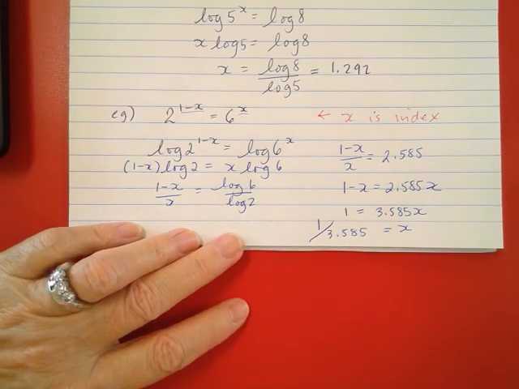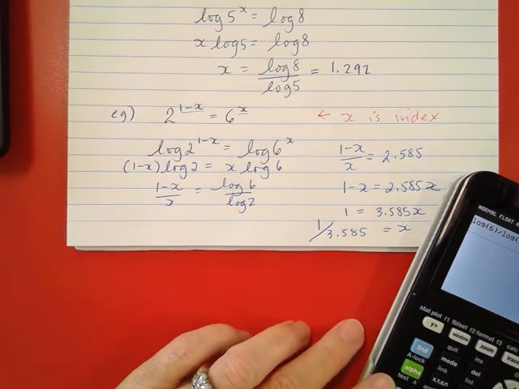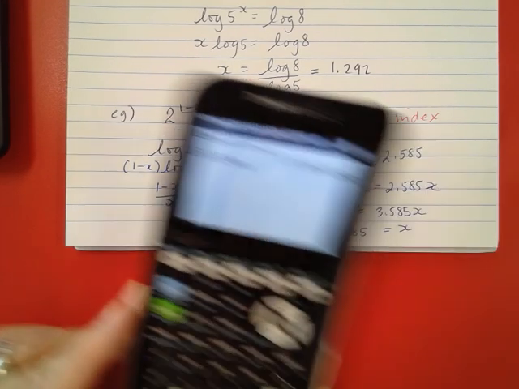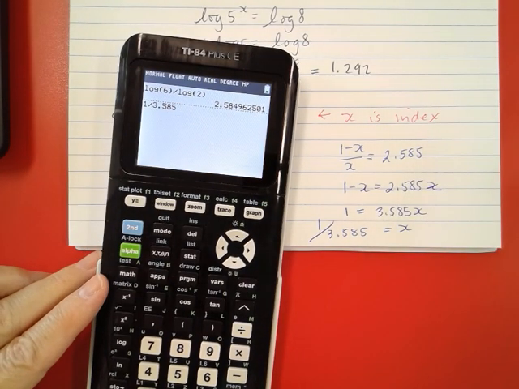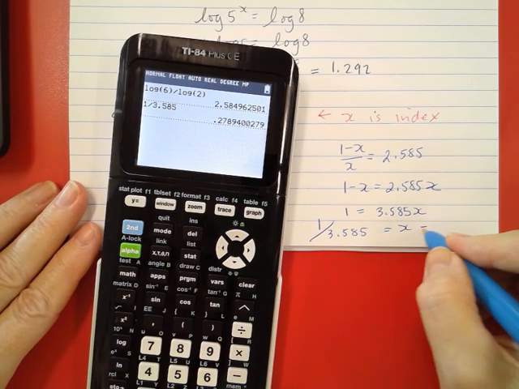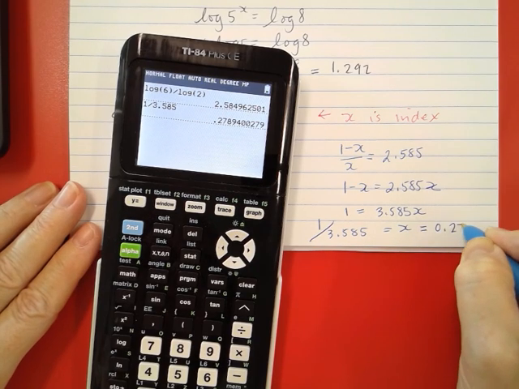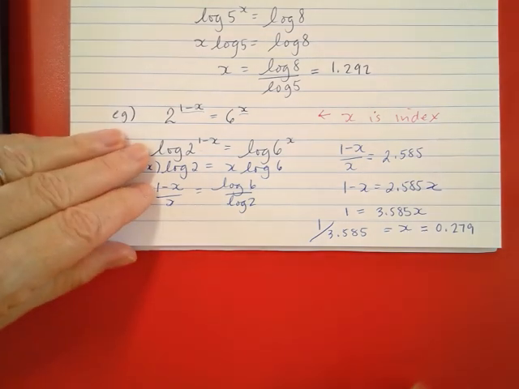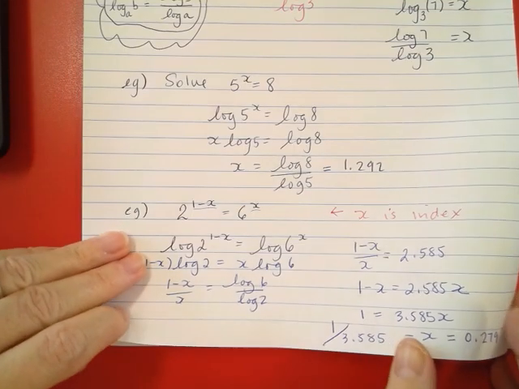Sorry, I'm running out of paper, but I'm not going to do anything about it. You see that? So the answer turns out being 0.279. Okay, that's good. I don't think I have anything else.